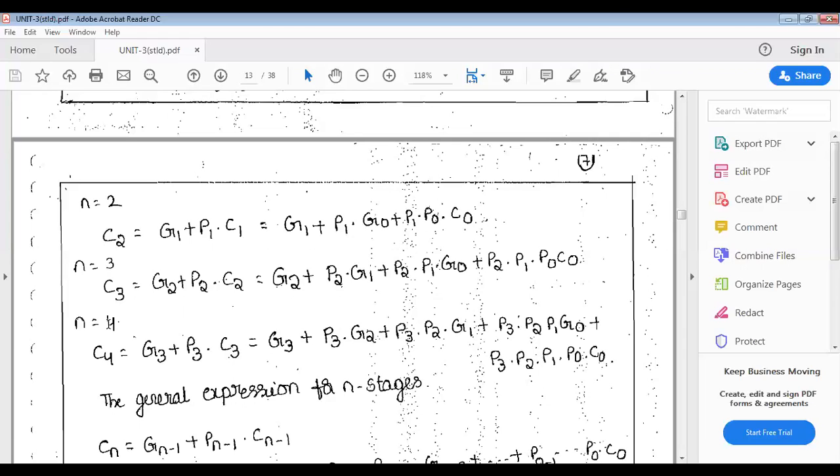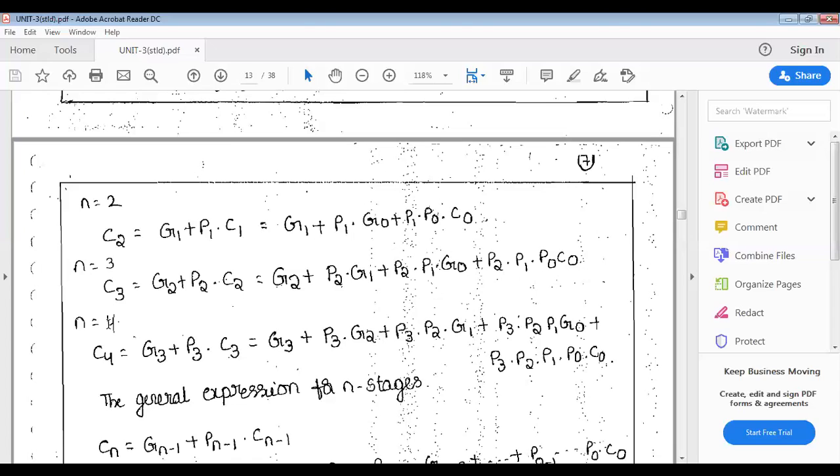Okay. So the final expression of C4 when n is equal to 3: G suffix 3 plus P suffix 3 G2 plus P suffix 3 P2 G1 plus P suffix 3 P2 P1 G0 plus P suffix 3 P2 P1 P0 and the C0. Okay, these are the 4 equations we got. When n is equal to 0, 1, 2, 3, you can substitute. You'll get C1, C2, C3, and C4.